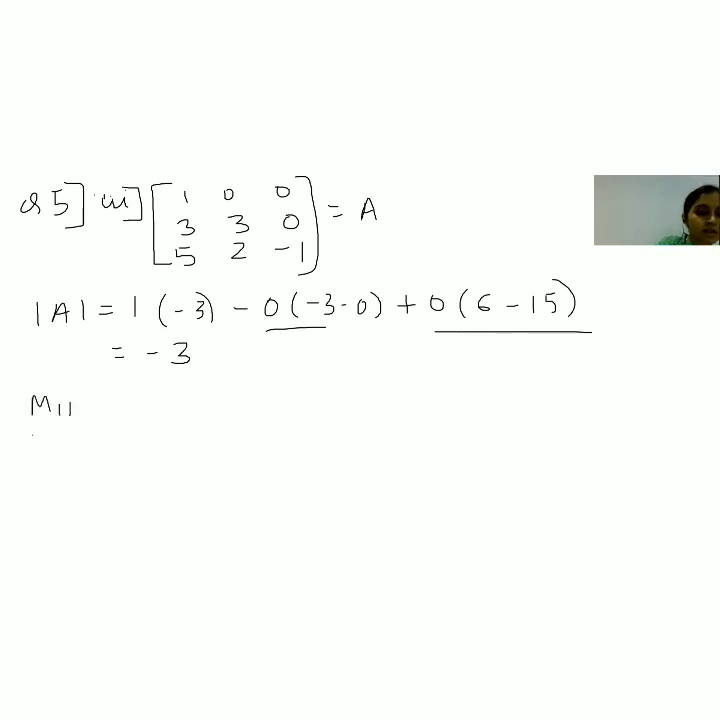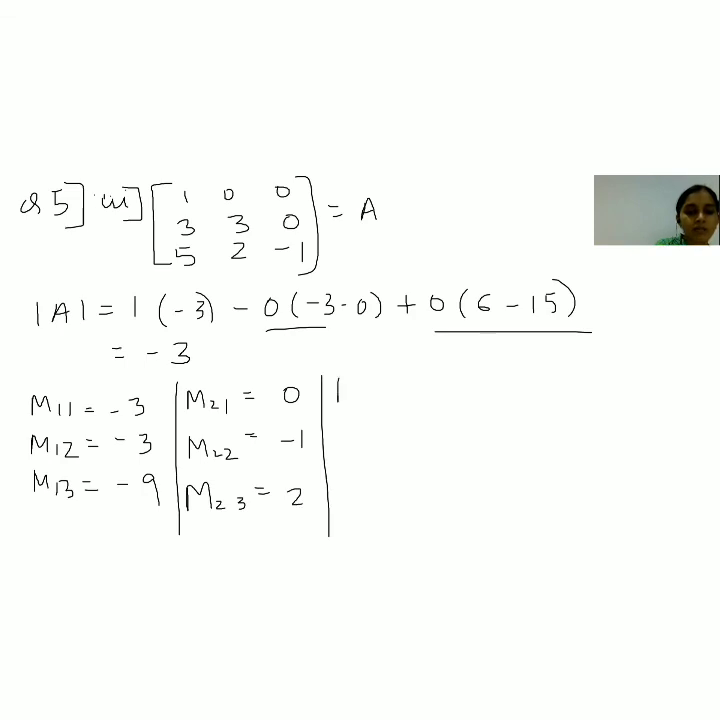Then let's write the minors over here. -3, -3, and -9. M21, 22, and 23 is 0, -1 and 2. And M31, M32, and M33 is equal to 0, 0, and 3. These are your minors.